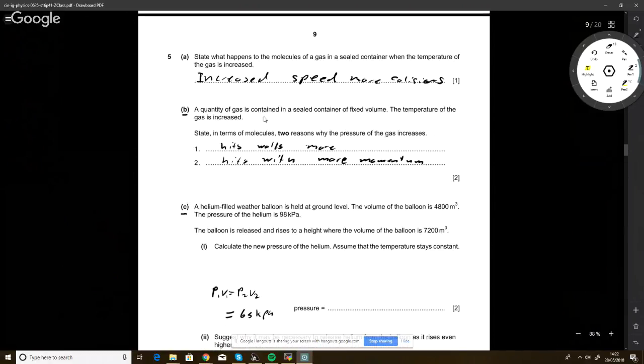A quantity of gas is contained in a sealed container of fixed volume. The temperature of the gas is increased. State in terms of molecules 2 reasons why the pressure of the gas increases. So basically, the molecules, because of their increased temperature, have increased kinetic energy of the individual molecules. So they move around a lot more, and they hit the sidewalls of the container more, so they impart more momentum by having more collisions with the sidewalls, and they also hit the sidewalls with more momentum per molecule. So you transfer more momentum to the sidewalls, and that also increases pressure.